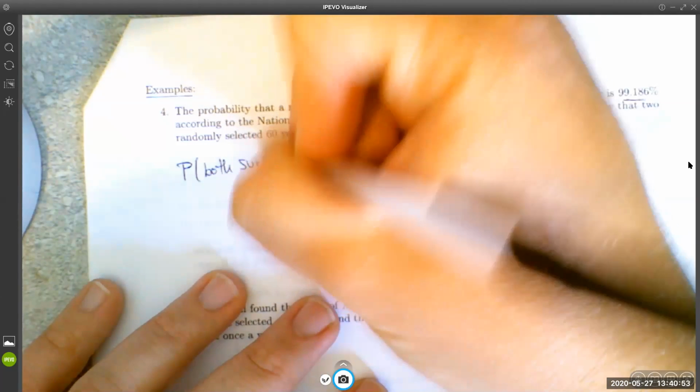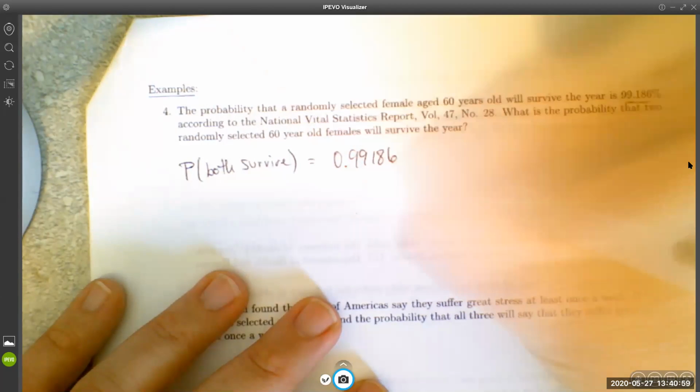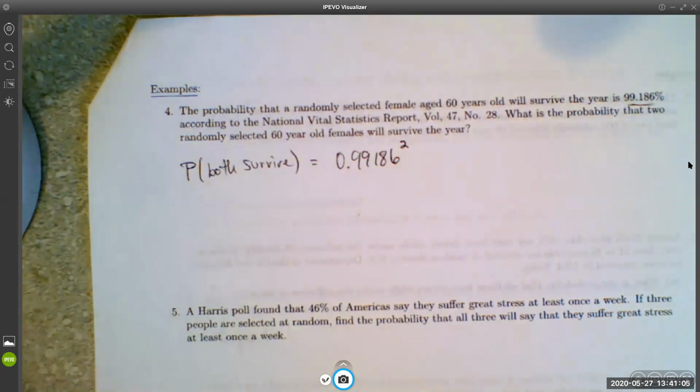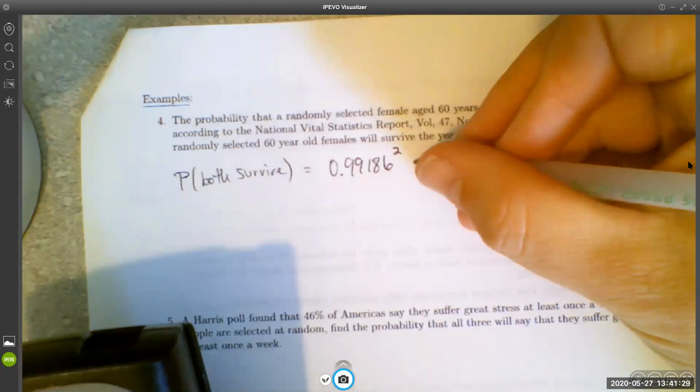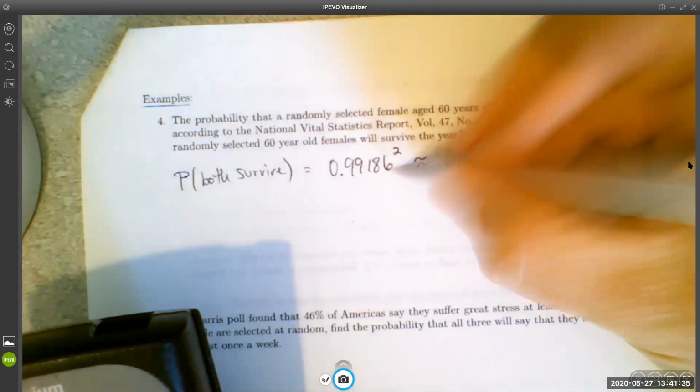So the probability they both survive is going to be the probability that the first one survives times the probability that the second one survives. So I'm just going to square that, right? Because, you know, there are a lot of 60-year-old women, and the sample size here is only 2. So our sample size is small compared to our population size. We're free to assume independence, even if the events are not independent. We'll assume independence. And so then we've got 0.99186 squared comes out to about 0.9837, 1, 2, 3, 4, 5, 9, we'll say.